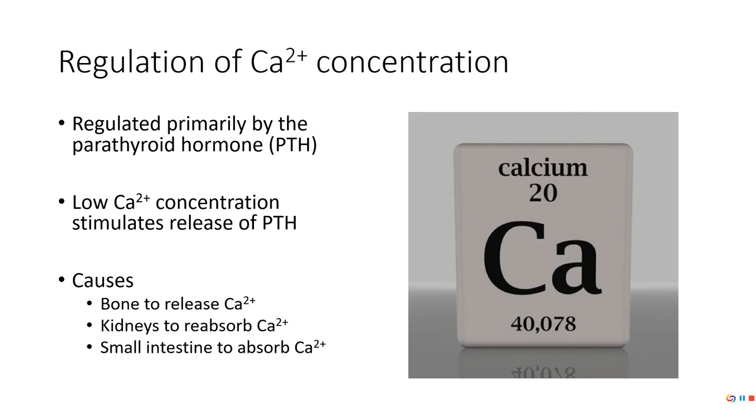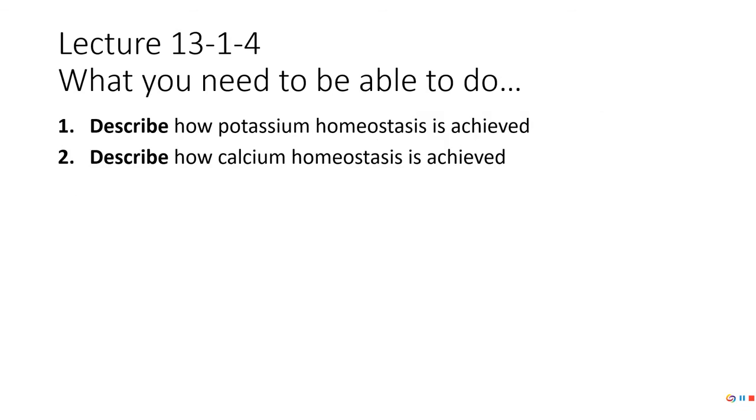But parathyroid hormone also causes the kidneys to reabsorb calcium. So any calcium that makes it into the filtrate, we're going to be more likely to reabsorb, and it also makes it easier for us to absorb calcium out of our small intestines. So ultimately, these are the 2 things I want you to be able to do: describe how we can achieve potassium and calcium homeostasis.